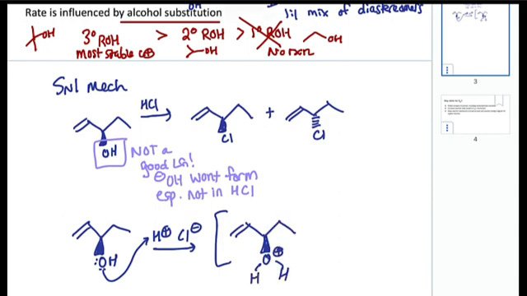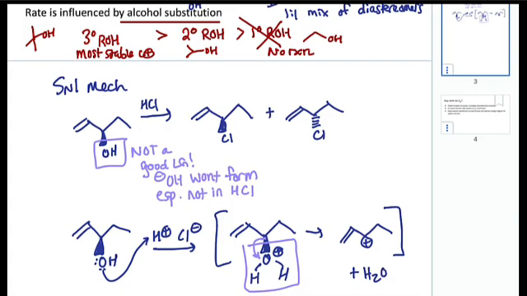Now we have a good leaving group, and that will be water when we kick it out. So in this next step, we can break that bond to give oxygen a lone pair of electrons, generating the carbocation intermediate that's going to get us to our product.